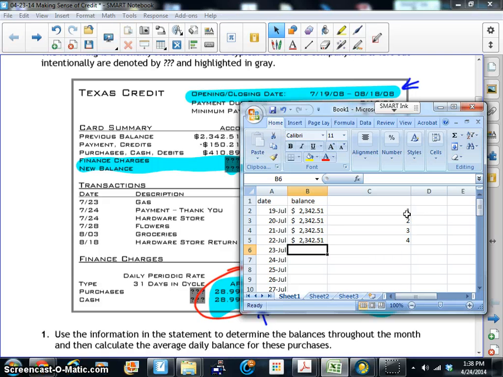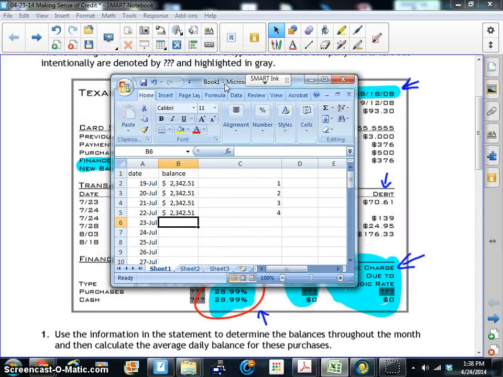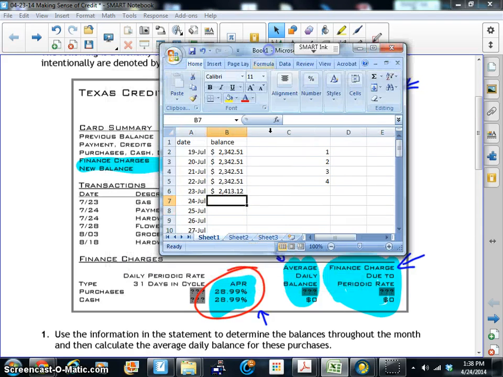Then on the 23rd, it changes. We have a gas charge, and our gas charge is 70.61, shown right there. So I'm going to put equals, that way the math is done automatically for me. $2,342.51 plus 70.61, and I push enter, and there it is, already changed for me. Now I'm going to copy these down until the next day. And then, oh wait a minute, it changes that next day. So we only have 1 day of this, and it changes automatically on the next day.